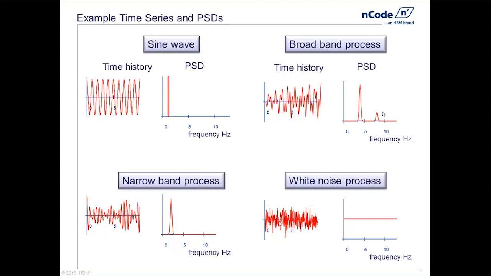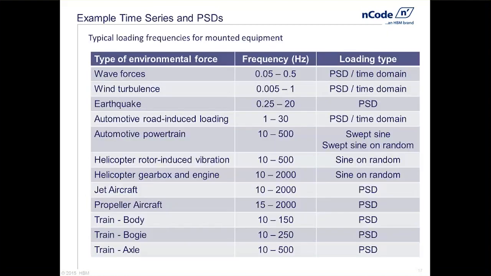And then lastly, we see something like white noise, where the magnitude of the frequency content is constant across all frequencies. And when you look at that in the frequency domain, you would see a horizontal line. So those are just 4 different examples of time histories and what their corresponding PSDs would look like.